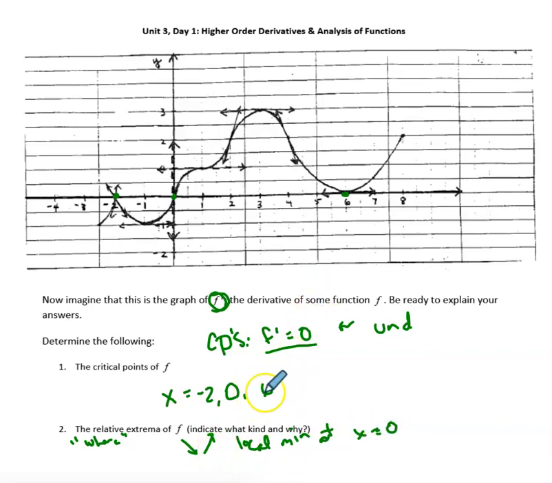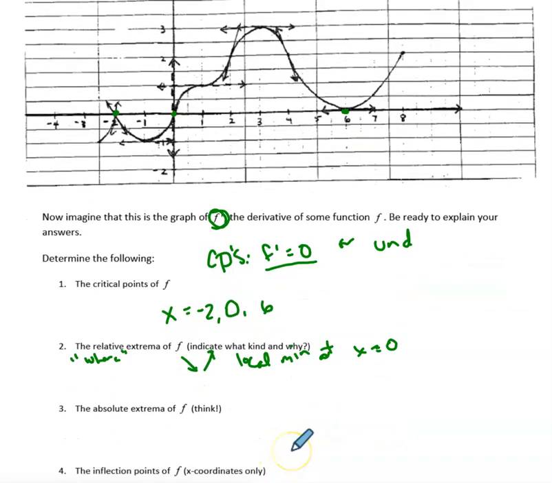The last critical point is x equals 6. At x equals 6, the graph of f prime goes from positive to positive, which means the function f stays increasing throughout, and therefore there is not a local extrema there. So in this case, there's only one local extrema on the entire graph, and it is a local min, and it occurs at 0.